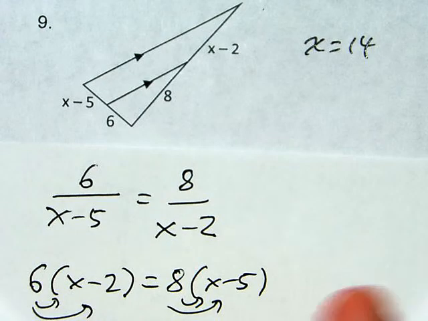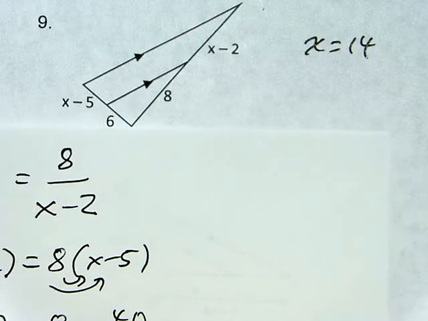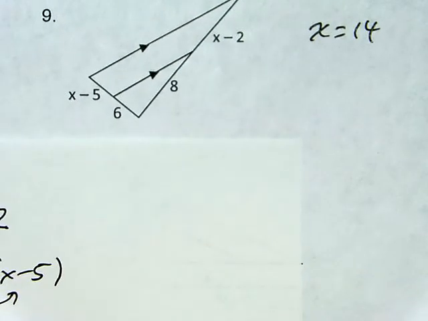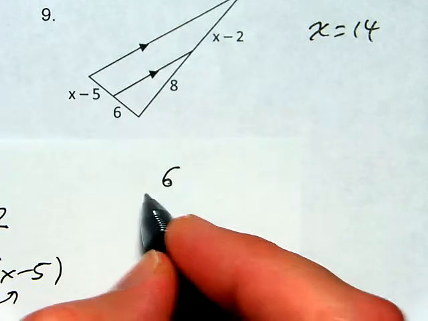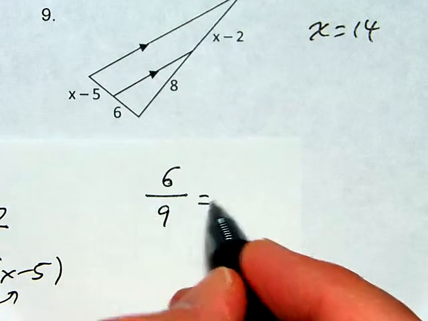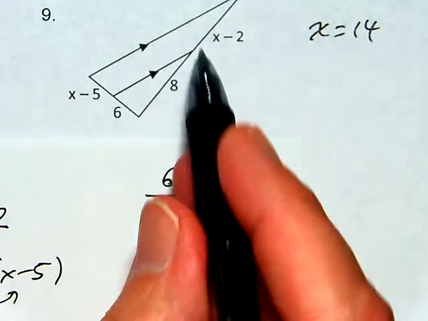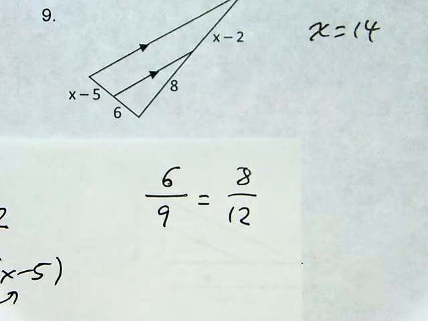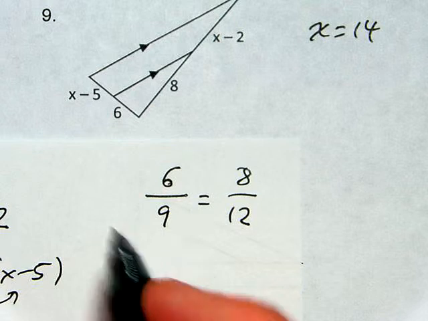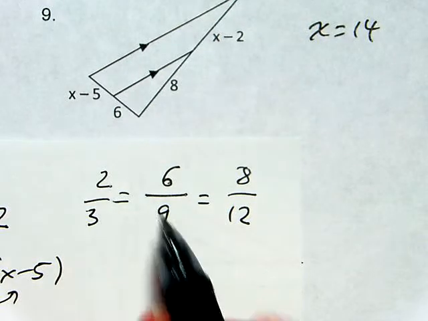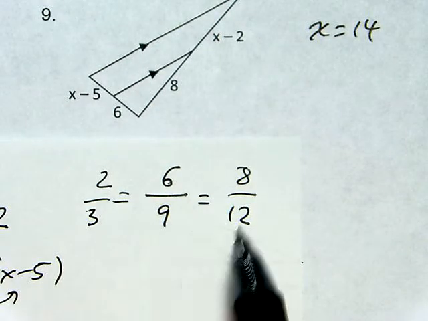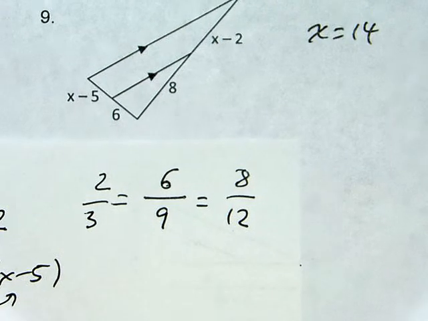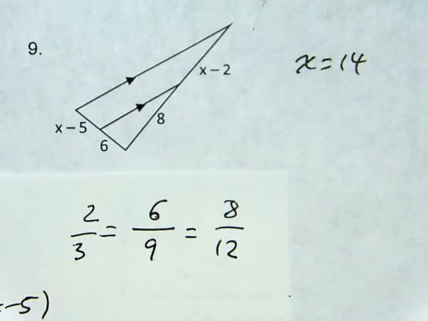And I'm going to double check it by plugging it back in and seeing that it works. So if x is 14, this would tell me on the left side here that 6 is to 14 minus 5 is 9, as 8 is to 14 minus 2 is 12. So is that true? Is 6 over 9 equal to 8 over 12? Yes, because they both equal 2/3. So 2 times 3 is 6, 3 times 3 is 9, 2 times 4 is 8, 3 times 4 is 12. They are in the same proportion, and so we have the correct answer for number 9.